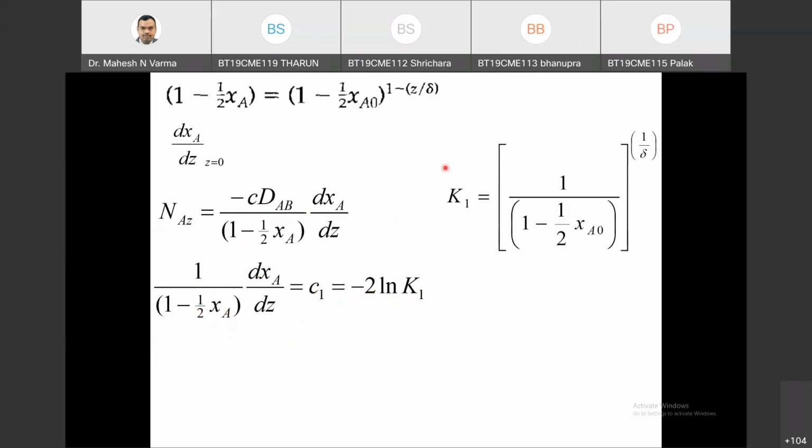Substituting it here, so what will I get? This is K1, and 2 ln K1 is C1, and C1 into this will be NAZ. So this is what the flux profile is. Flux profile will be equal to 2C DAB divided by delta, ln of 1 upon 1 minus xa0. This xa0 is at z equals to 0. It will not change actually. Flux is constant. Flux is constant.